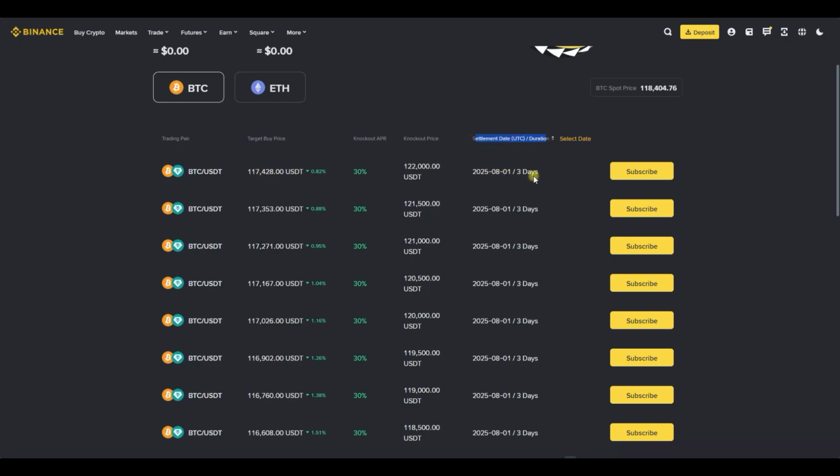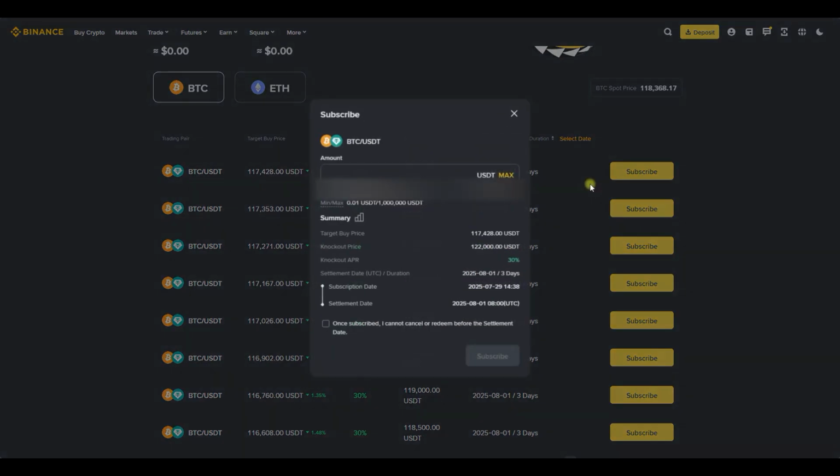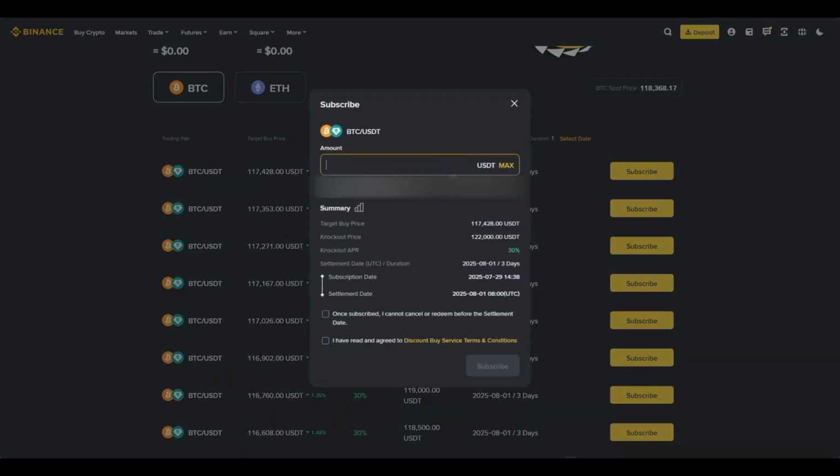By putting your money into this product, you're setting a commitment to buy at your chosen target price. Then, if the conditions are met on that expiration date, the system automatically executes the purchase for you at that price. Alright, so for instance, when I go ahead and click the subscribe button, this screen pops up.